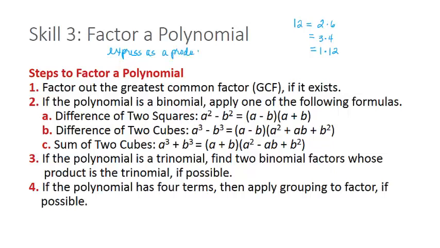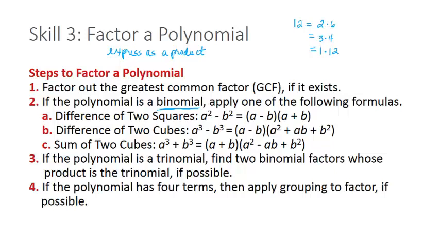So think of this kind of like a Jeopardy question, right? You're going to be given the polynomial and you have to come up with what you had to multiply to get that polynomial. And there are some steps to factor a polynomial. We can factor out a greatest common factor if it exists, and we want to do that first. If the polynomial is a binomial, there's really only a few things that will apply to binomials. It might have a common factor, or it could be in one of these forms.